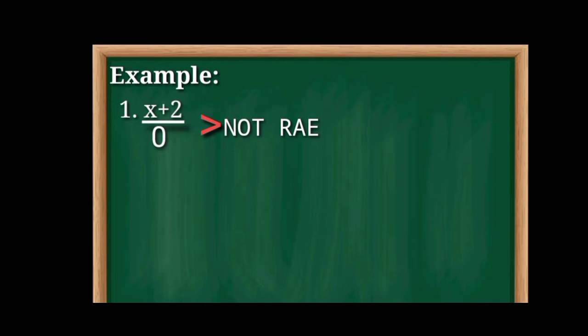Another example: x over 2 plus 7. Okay, are you done? So what is the answer? In this given example, the answer is, alright, very good. It is a rational algebraic expression. You will know that this is a rational algebraic expression since the denominator will not equal 0.